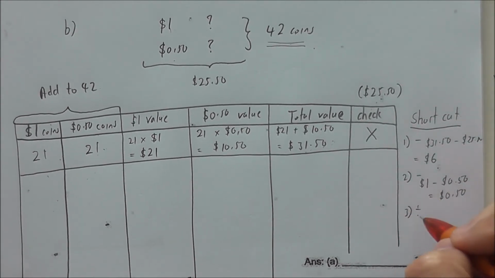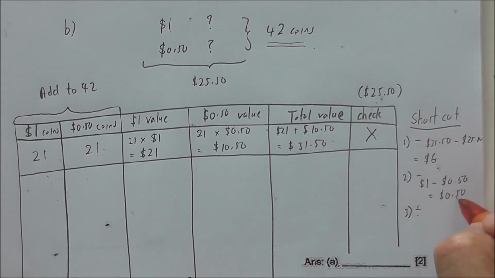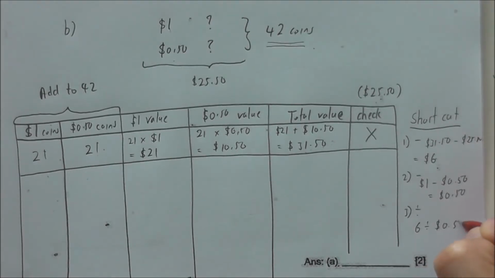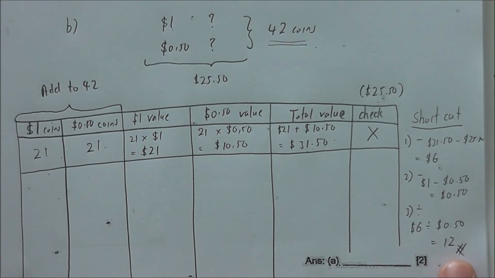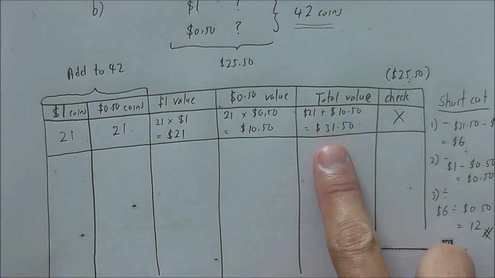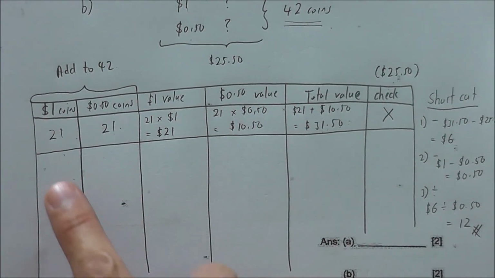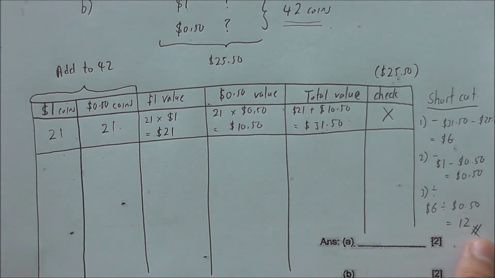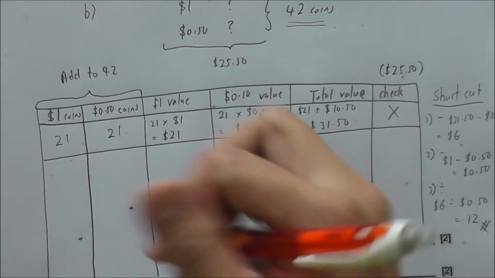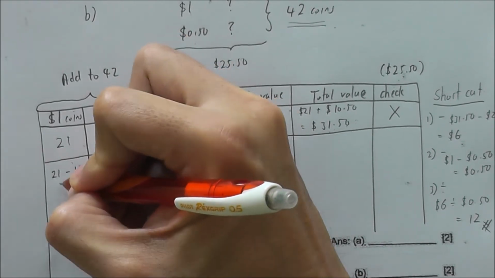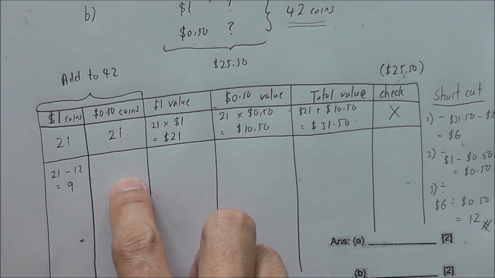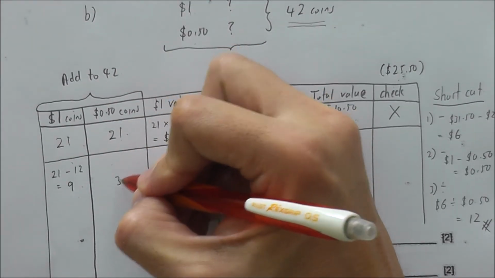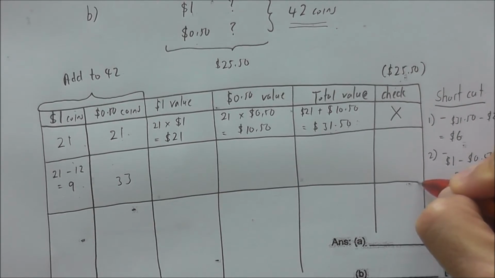Then lastly is divide. So I just take 6 divided by the 50 cents that I found here. So 6 divided by 50 cents, I have 12. Guys, so this 12, right? Okay, we know that now we have a total value that is too high. So we need to decrease the $1 coins. So how many to decrease? 12. Okay, so 21 minus 12, I get 9. So if this is 9, 42 minus 9, I will have 33 here.